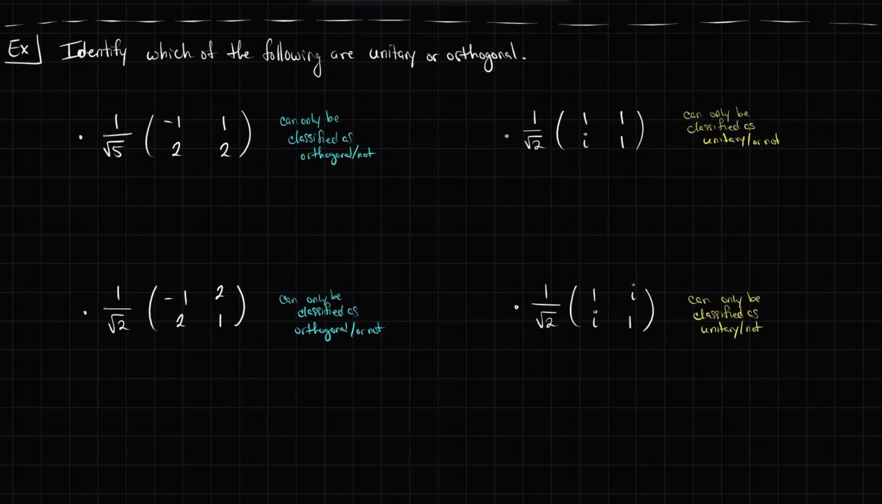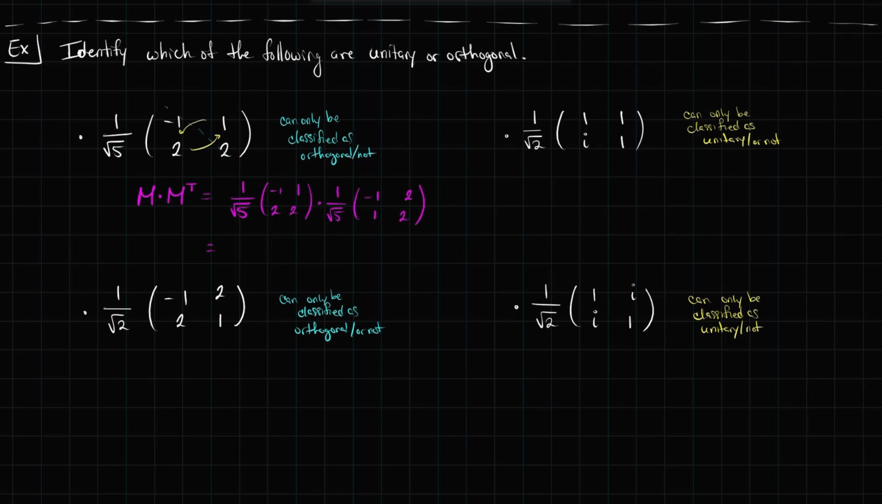Okay, so to that end, to test if the ones on the left are orthogonal, all we have to do is take M and act it against its adjoint and see what the result is. So M here is 1 over root 5, negative 1, 1, 2, 2. Its adjoint will be 1 over root 5, and I'm swapping over the diagonal. So I'm swapping the 1 for the 2 and the 2 for the 1. That's going to give me negative 1, 2, 1, 2.